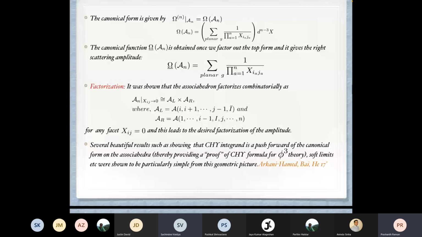Now, several other results, such as proof of CHY for phi cubed theory, soft limits, etc., were shown to be particularly simple in this geometric picture.